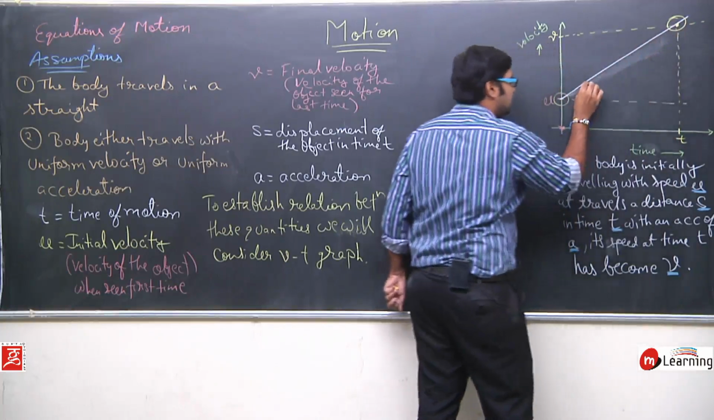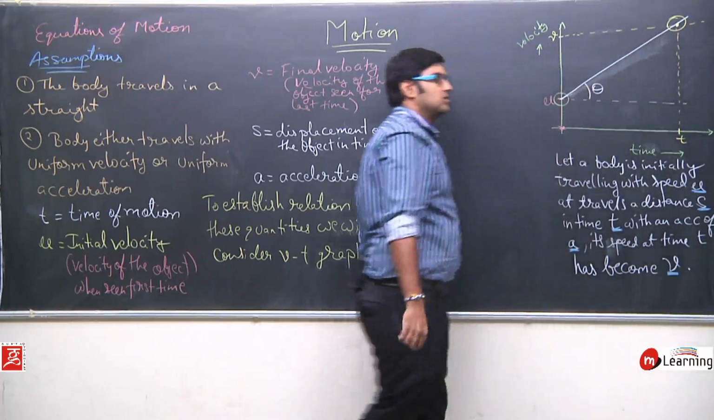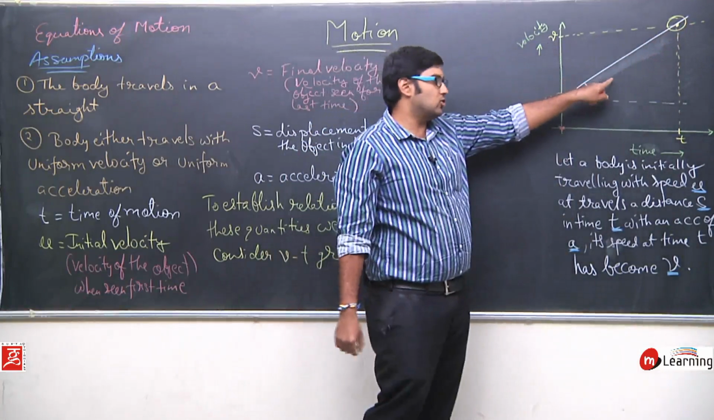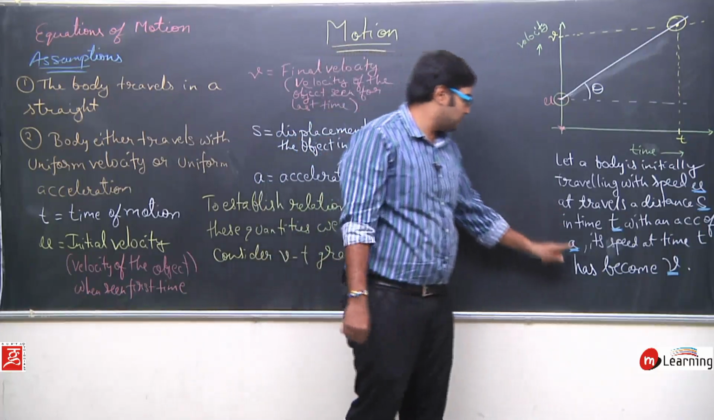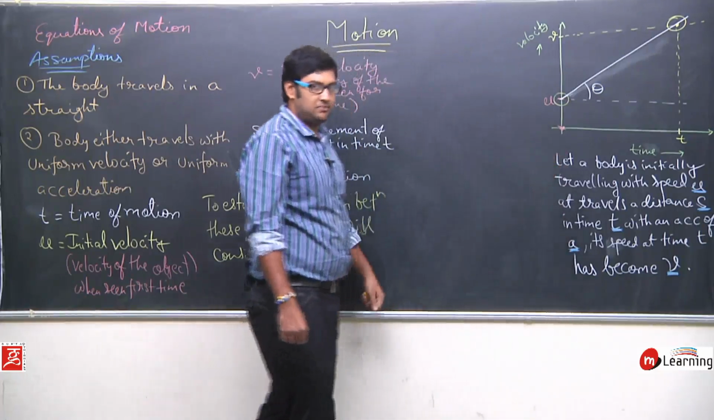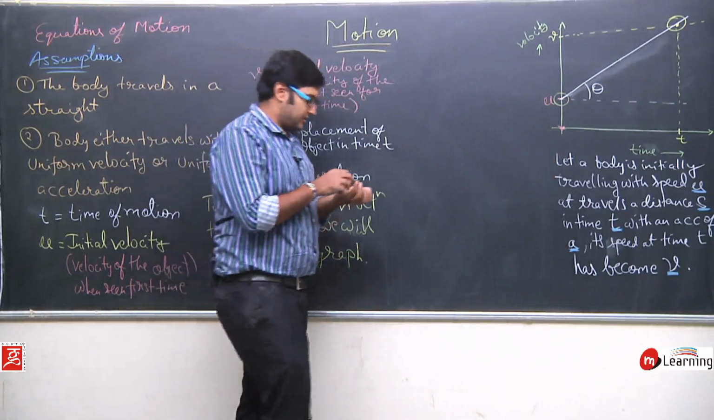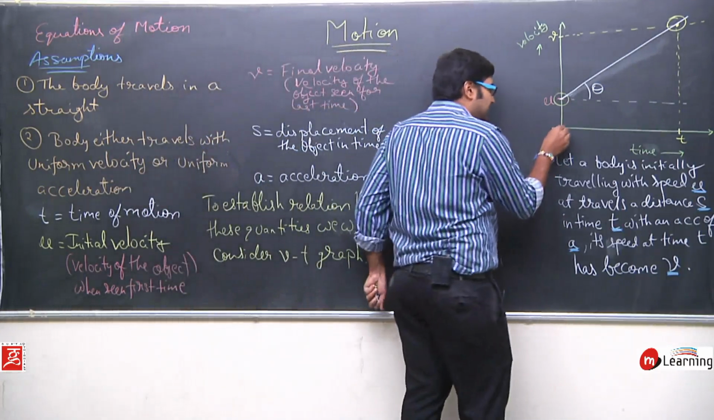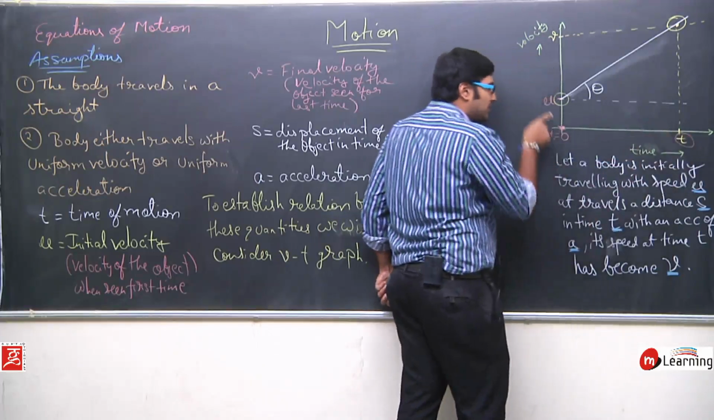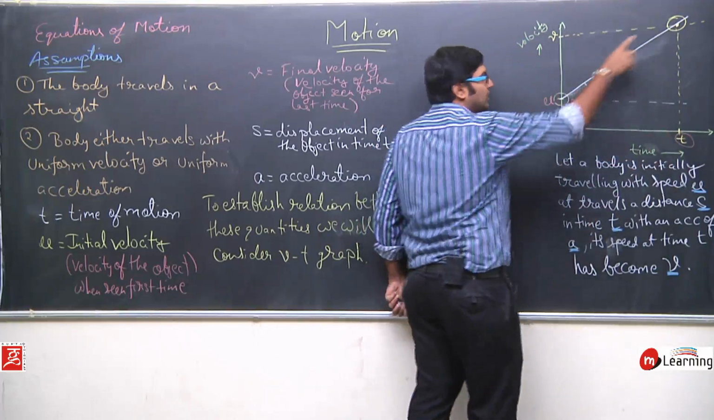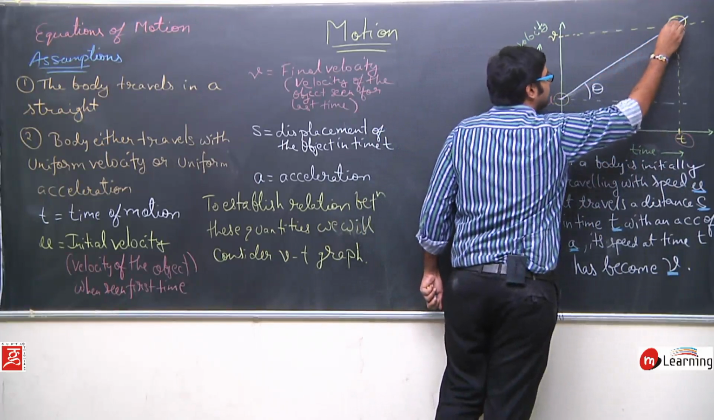Like this, and this is, let's say, angle theta. So tan theta, that is the slope of this line, will give you the acceleration, which is equal to a. Now observe the situation. This point is at t equals 0 and this point is at t. Initially the velocity is u and finally the velocity is v.